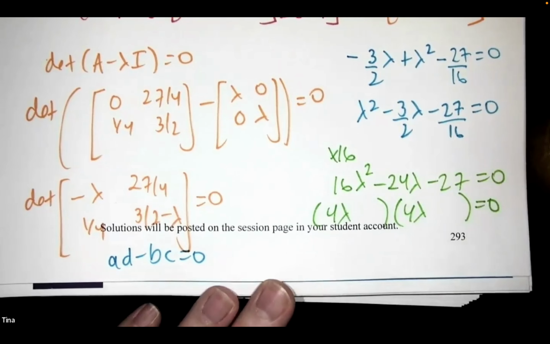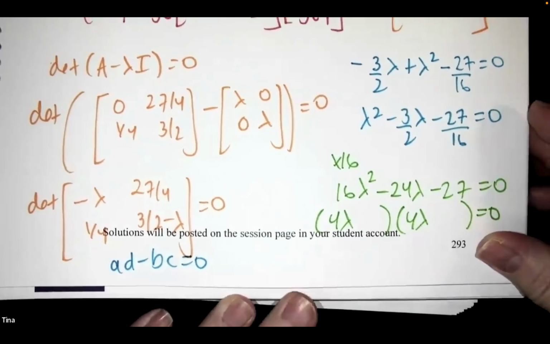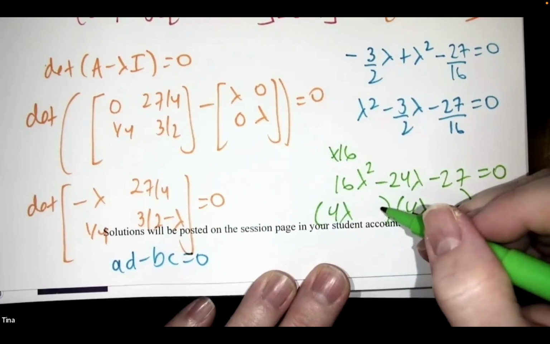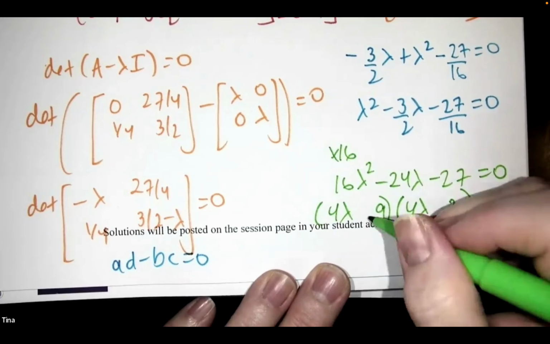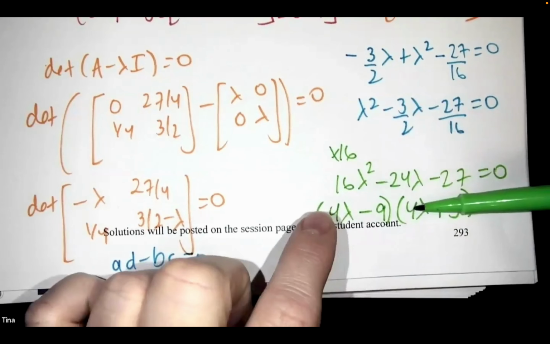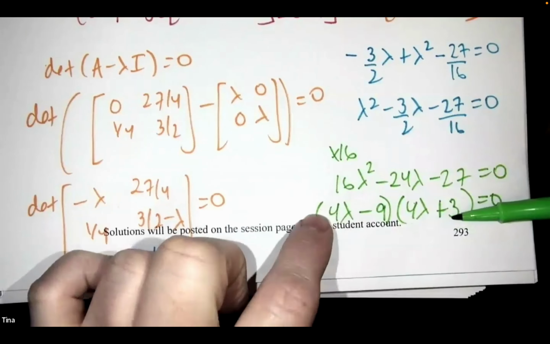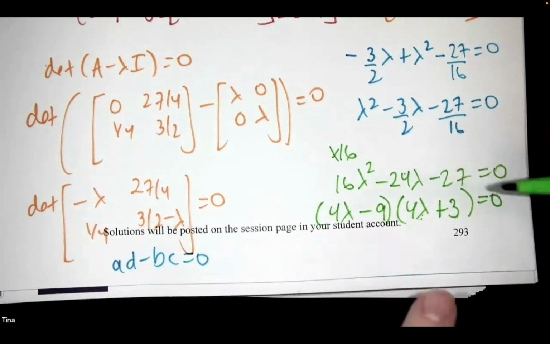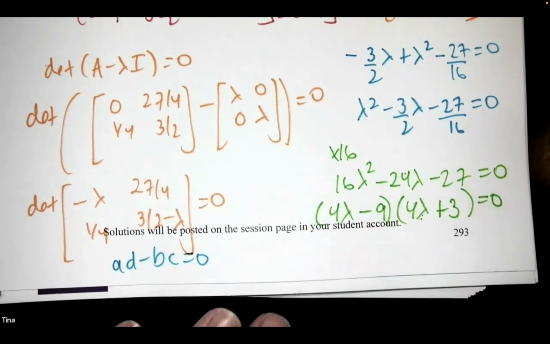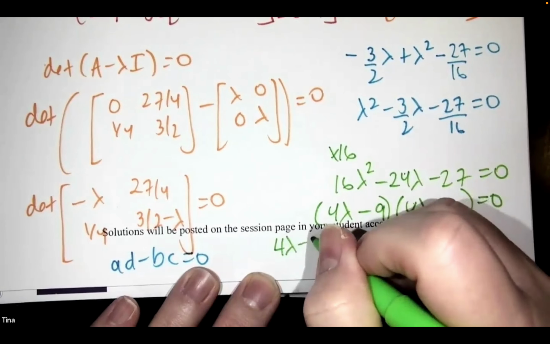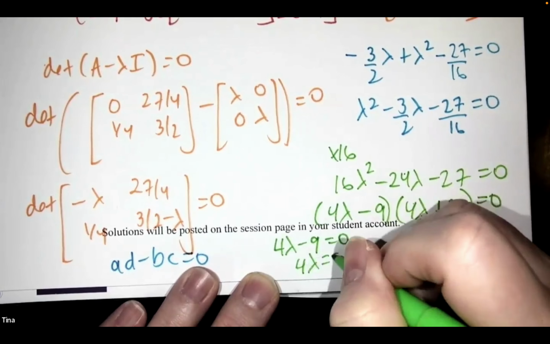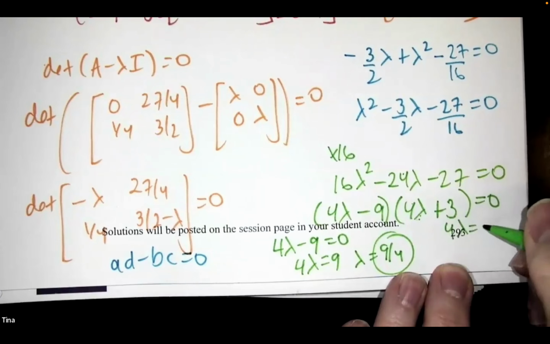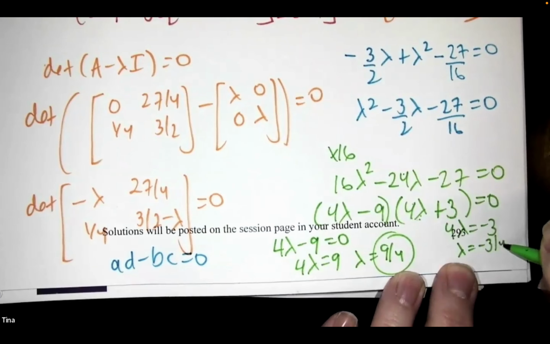So we know that 4 times 4 is 16, and then we can make it work to get 27, which would be 9 and 3. So you could try 3 and 9 or 9 and 3 until you get it to multiply out properly. This is what works, because that's 16 lambda squared plus 12 and minus 36. Positive 12 and minus 36 is negative 24, and then negative 9 times positive 3. So if 4 lambda minus 9 is 0, then lambda is 9 over 4. And here, if 4 lambda is negative 3, then lambda is negative 3/4.